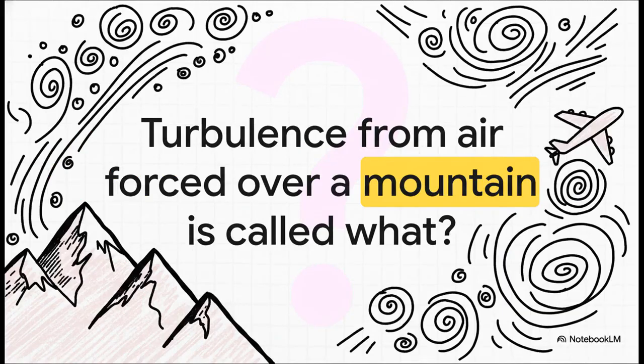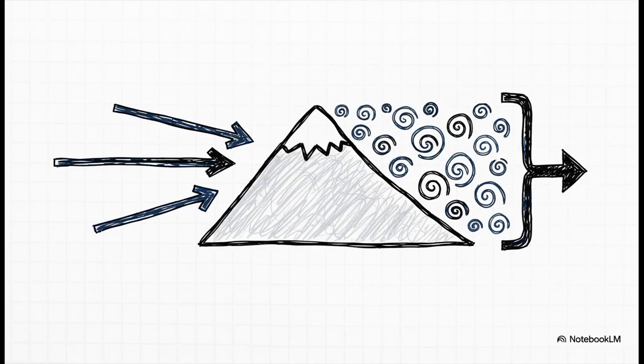All right, you've got the theory down. Let's see how you do with a quick quiz. First question. What do we call the turbulence that's created when wind gets forced up and over a mountain range? If you said orographic turbulence, you are absolutely right. And remember, the key is that it's most intense on the lee side, the downwind side, where all that air tumbles back down. Great job.